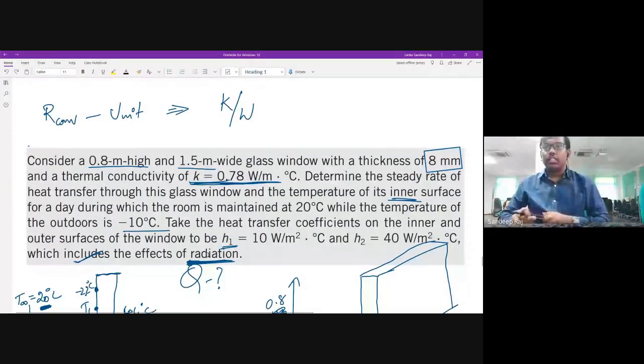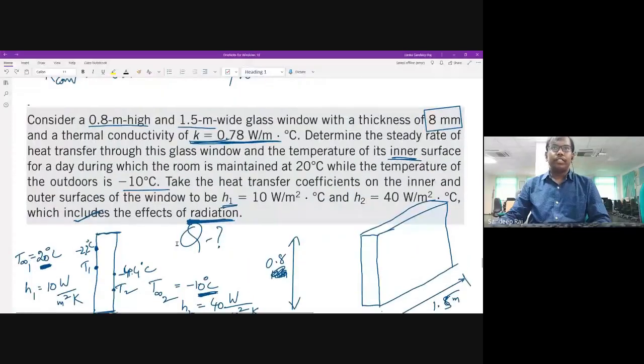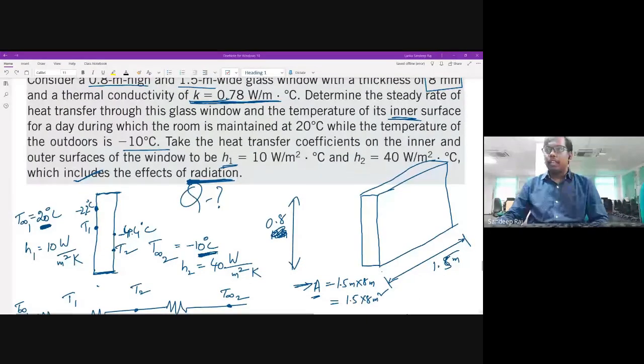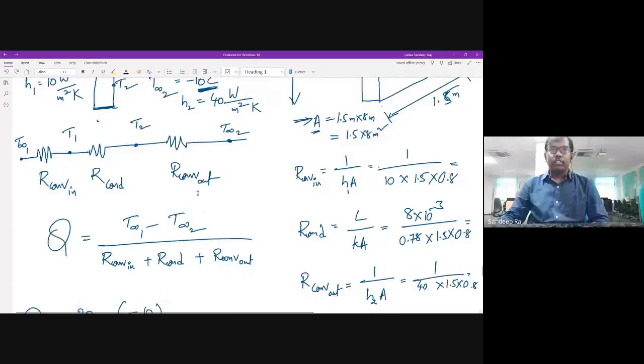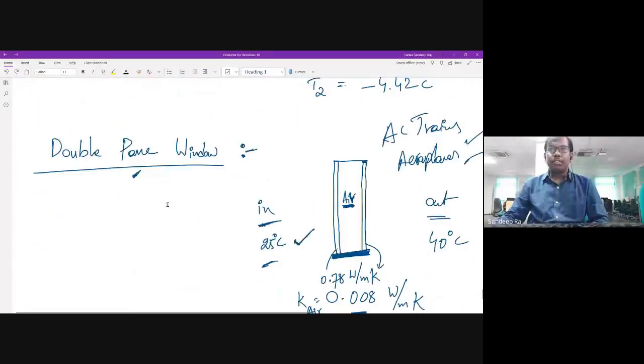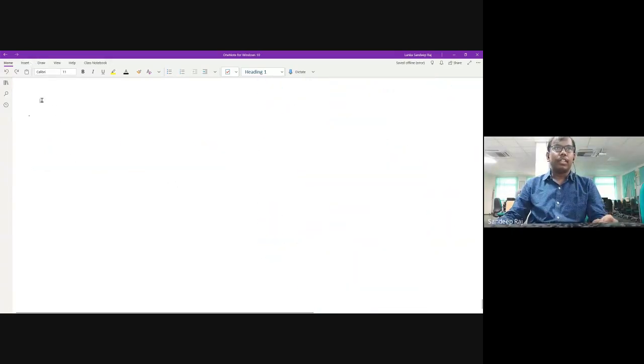Good morning, students. In the last class, we have seen a single pane window problem, and we have solved it, and we have got the value for Q as 266 watts. The same problem we will take today, and then we will do it for a double pane window. Instead of one pane here, if I have double panes, how will my problem be? We will try to look at that.